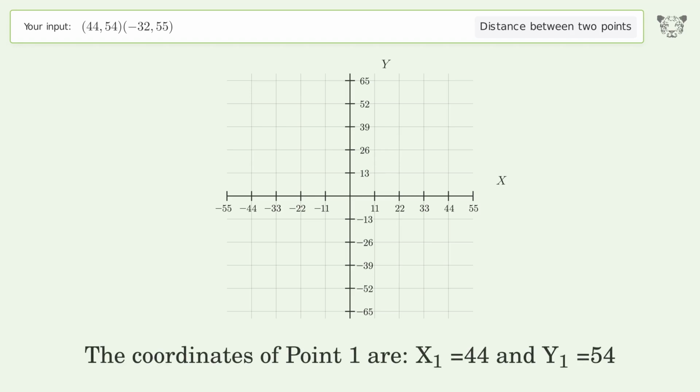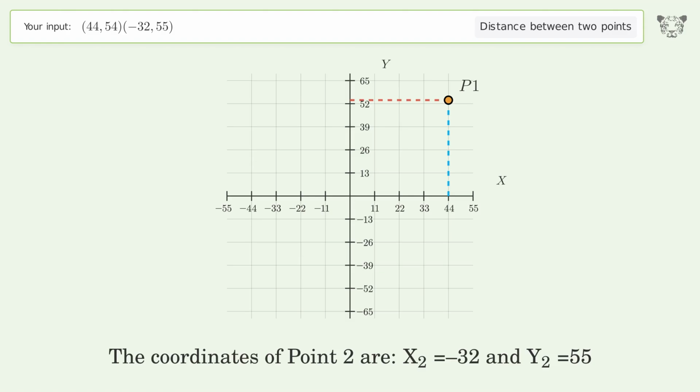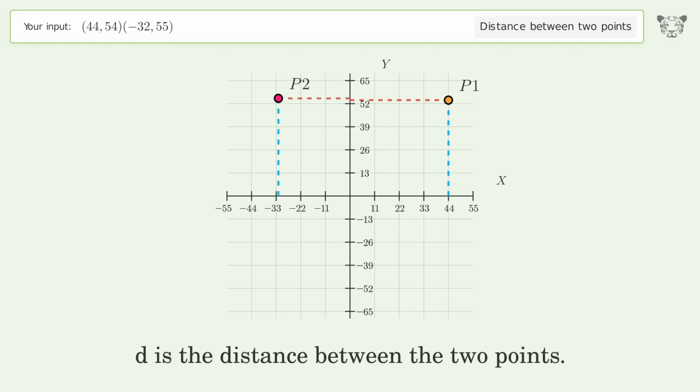The coordinates of point 1 are x1 equals 44 and y1 equals 54. The coordinates of point 2 are x2 equals negative 32 and y2 equals 55. D is the distance between the 2 points.